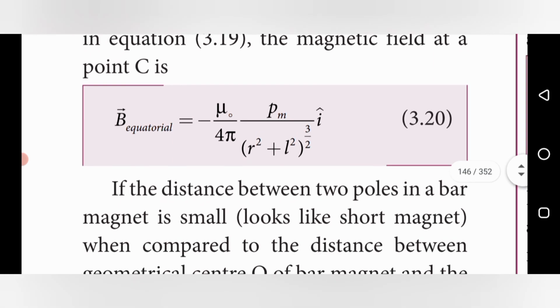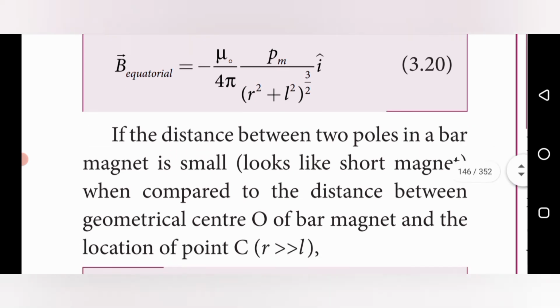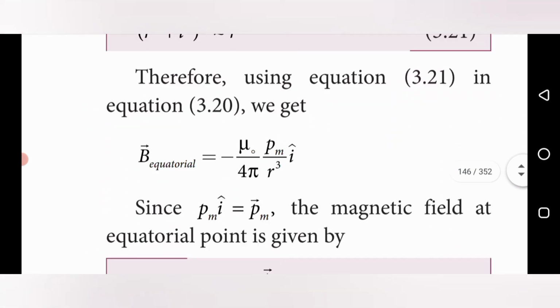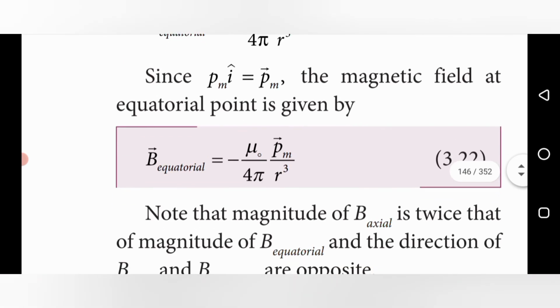Here the magnetic dipole moment is also substituted, that is q into 2l is called the p value. Then B equatorial is equal to minus mu naught by 4 pi, p by (r square plus l square) to the power 3 by 2. The r value is very large compared to l, l is too small, so neglecting l, finally you will get r cube. So B equatorial is equal to minus mu naught by 4 pi, Pm by r cube, i cap. So this is the final equation. I will continue in the next lesson.